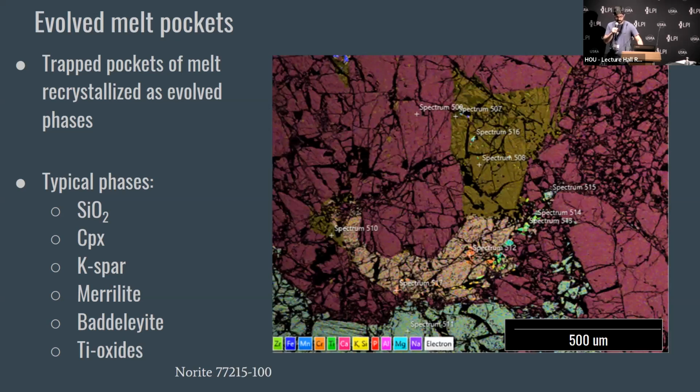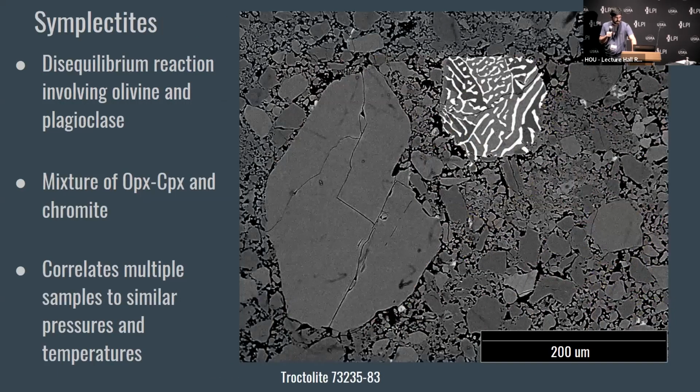which leads me to this guy that I have named the shrimp tail. It's half and half. The top half is mostly potassium feldspar intergrown with silica, and the bottom half is actually a bunch of clinopyroxene with a little bit of chromite. So we get similarities, especially in the norites. All of these melt pockets are very similar, but we can also see the evolution with the most mafic rocks, how it leads to the evolution of these melt pockets that allows us to compare them. Typical phases that we get here: silica, clinopyroxene, potassium feldspar, merrillites, baddeleyites, titanium oxides.